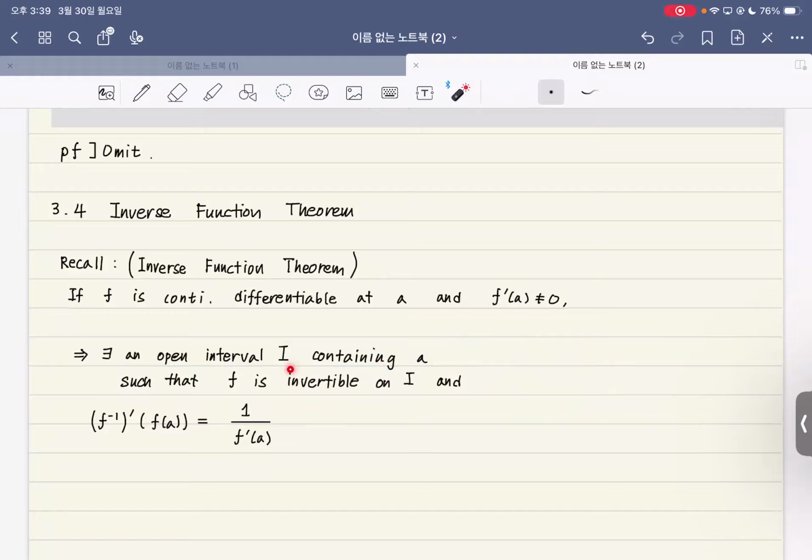You can find an open interval, and on this interval, your function f should contain this point, and on this interval my function f is invertible, and I forgot to mention, this inverse function is also differentiable. And the derivative of this inverse function at the point f of a is actually the reciprocal of the derivative of f at a. This was the inverse function theorem from freshman calculus.